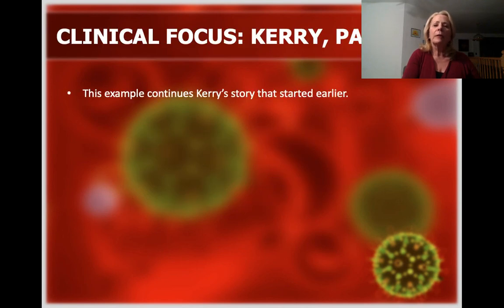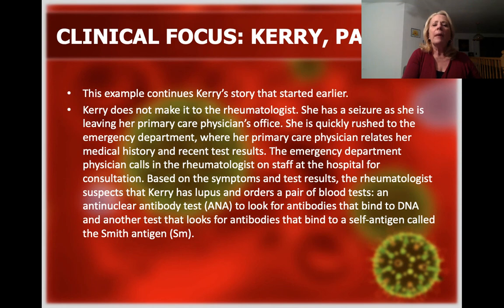All right, so here's KERRY again. KERRY does not make it to the rheumatologist. She has a seizure as she is leaving her primary care physician's office, and she is quickly rushed to the emergency department where her primary care physician relates her medical history and recent test results. The emergency department physician calls in the rheumatologist on staff at the hospital for consultation. Based on the symptoms and test results, the rheumatologist suspects that KERRY has lupus and orders a pair of blood tests: an anti-nuclear antibody test to look for antibodies that bind to DNA, and another test that looks for antibodies that bind to a self-antigen called the Smith antigen.